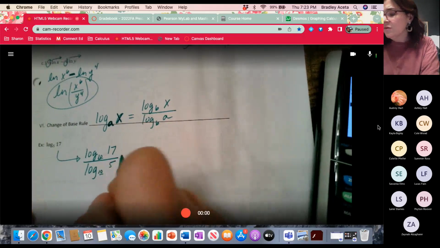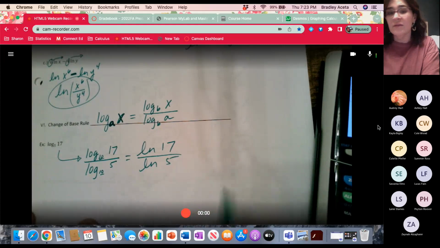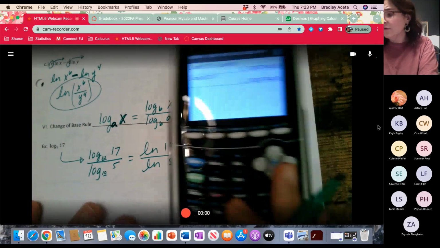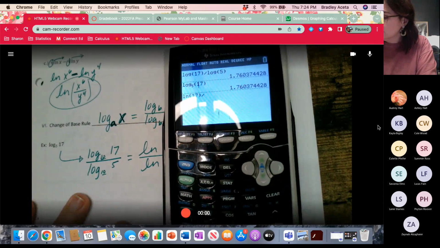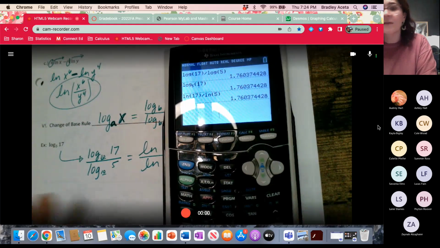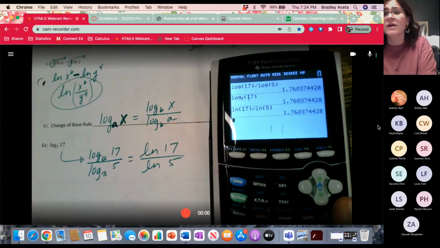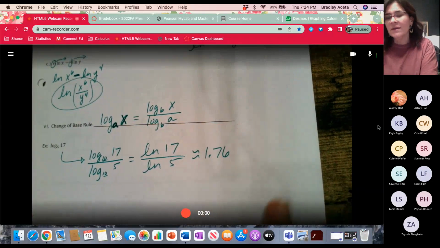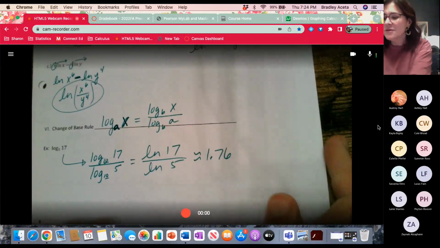You could also do ln, by the way, ln 17 divided by ln 5, because remember, ln is just a base of e. So if I type ln 17 divide ln 5, I get the same answer, because that's the change of base rule. It just says, hey, you can change the base to whatever you want, and it'll always work out. So pretty neat, but just unnecessary if you have that lovely button that I just showed you tonight. So use log base on your calculator because it's so much easier.